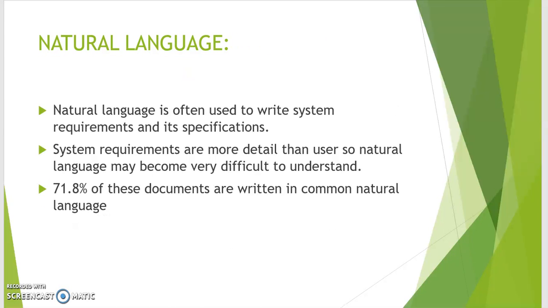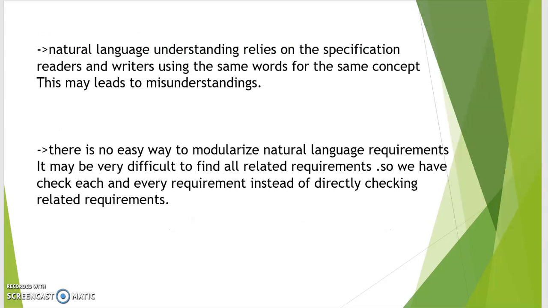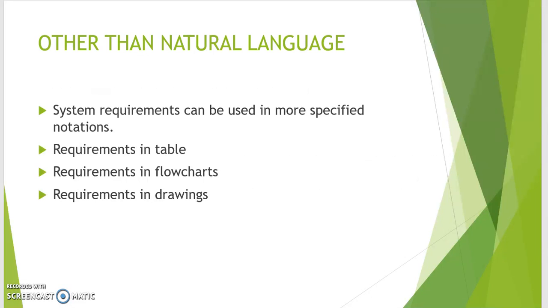Coming to natural language, this language is used to write both system and user requirements. And 71.8% of documents are written in natural language, and these are very difficult to understand. The problems with natural language are lack of clarity and confusion of functional statement requirements, and you know that system requirements are more detailed than user requirements. They may cause confusion and be hard to understand. And we know that they use the same words and same concepts that may lead to misunderstanding.